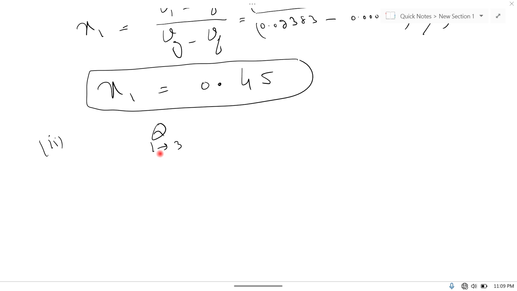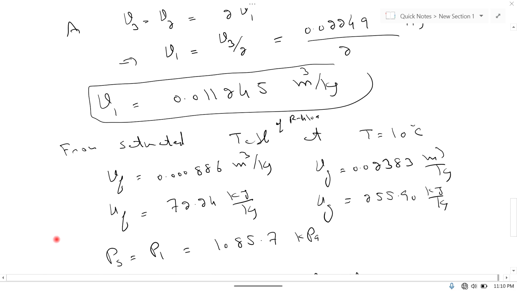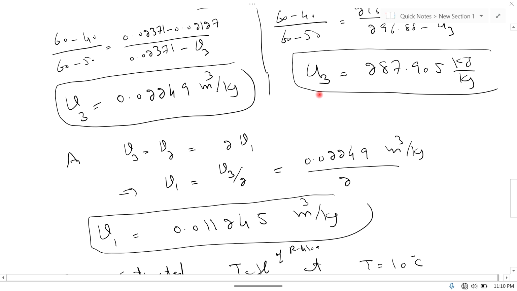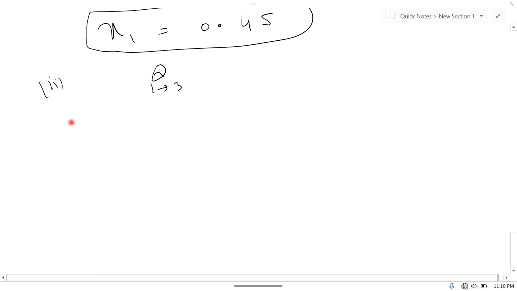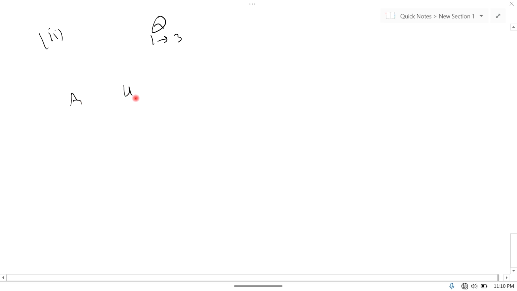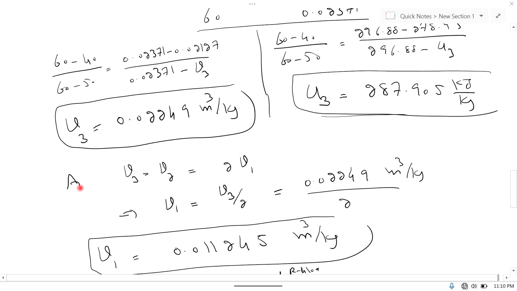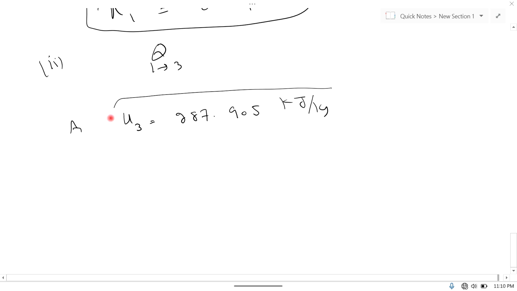So first we have to find the internal energies and total internal energy and work. We know that U3 is already calculated by us, U3 is equal to 287.905 kilojoule per kg. Now we can find total internal energy from this, because we know that specific internal energy is equal to total internal energy divided by mass.